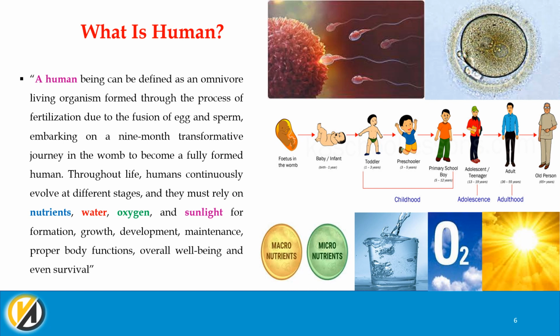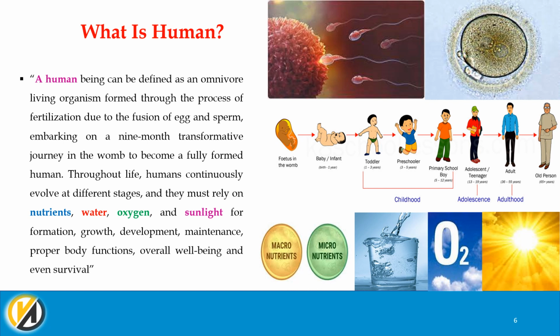A human being can be defined as an omnivorous living organism formed through the process of fertilization, due to the fusion of egg and sperm, and embarking on a 9-month transformative journey in the womb to become a fully formed human. Throughout life, humans continuously evolve through different stages, and they must rely on nutrients, water, oxygen, and sunlight for formation, growth, development, maintenance, proper body functions, overall well-being, and even survival.